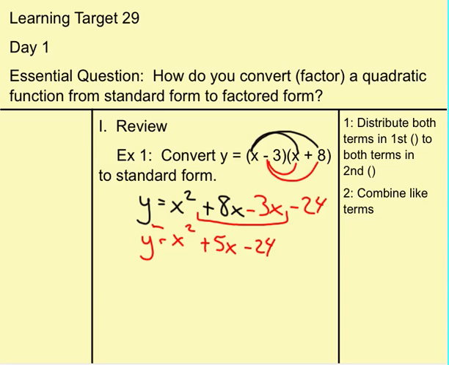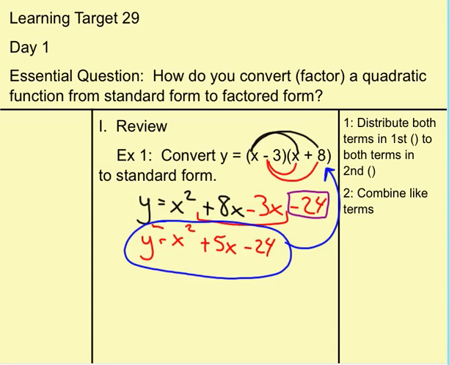So what we're going to do now is talk about where these numbers in our final answer came from so we can see some patterns, and that will help us take an equation that looks like this and turn it back into one that looks like this. So let's start with probably the easier pattern to notice, and that is this negative 24. The negative 24 came directly from the negative 3 times the positive 8. The one that's a little bit harder to see is this positive 5. Well, it came from the 8x minus 3x.